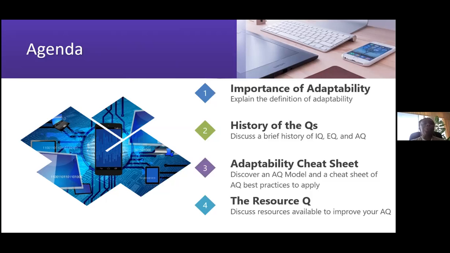So how would you rank the importance of adaptability? 5, very big deal. 4, pretty important. 3, no rush to get to it. 2, not a big deal. Or 1, just a fancy word. And you're entering one of those numbers in the chat.